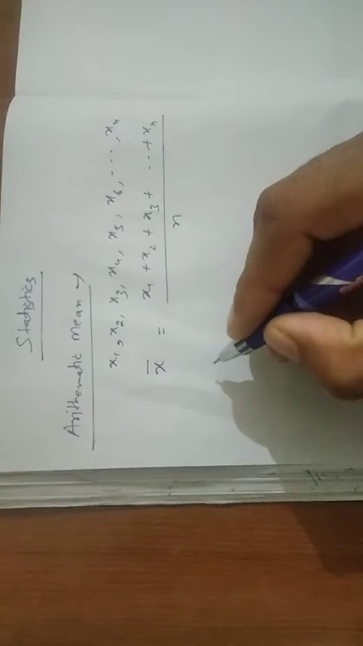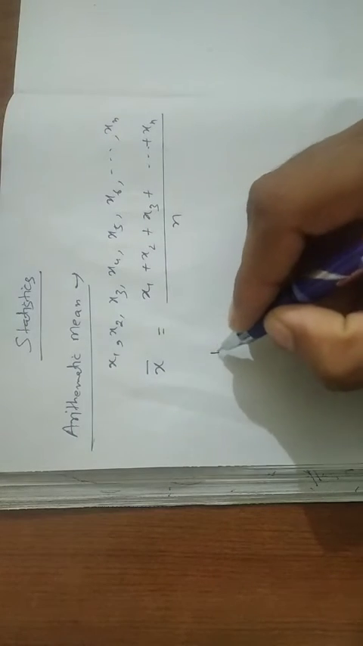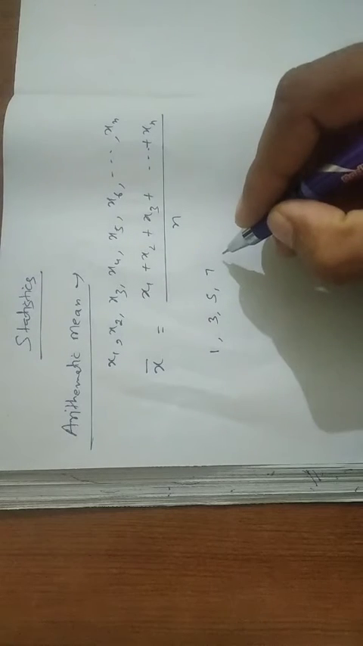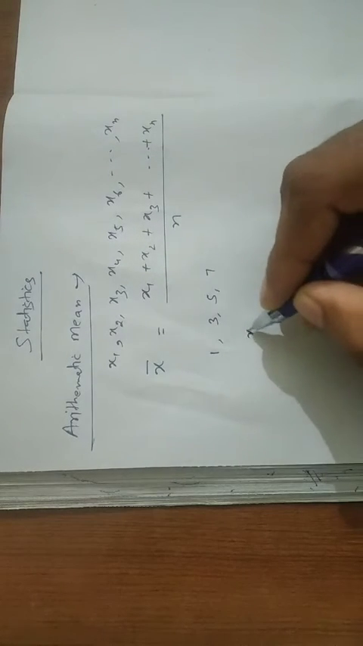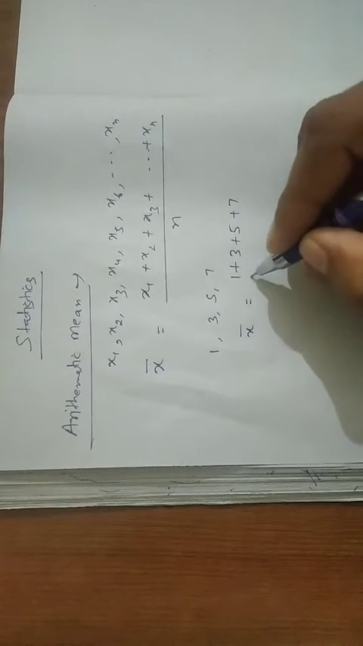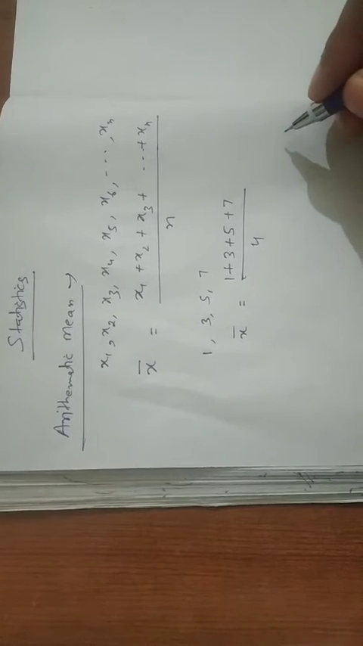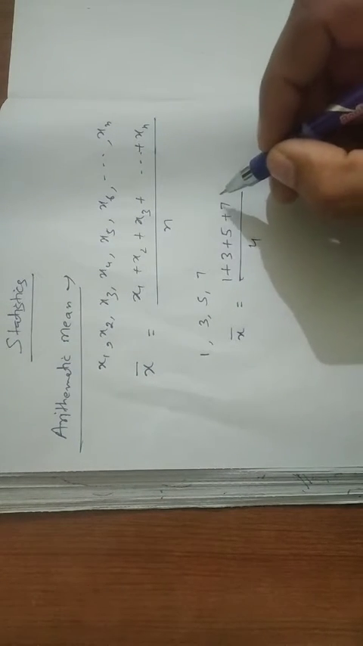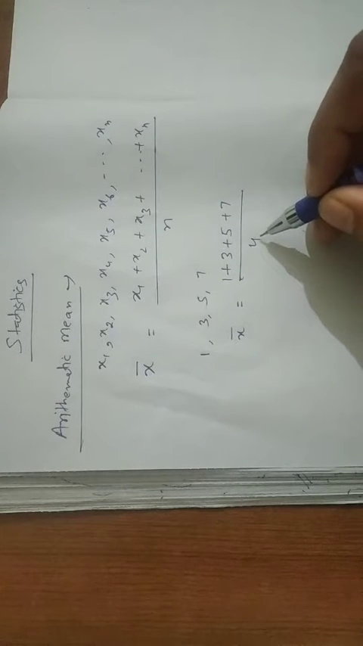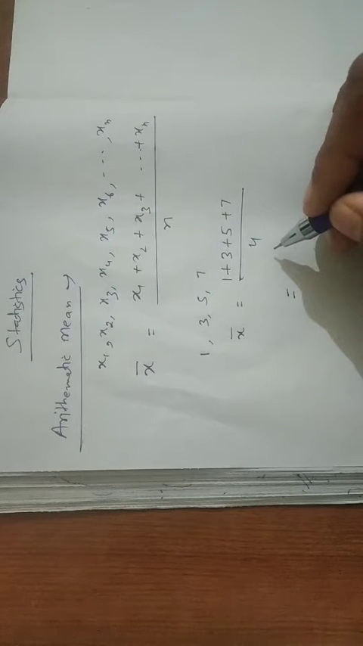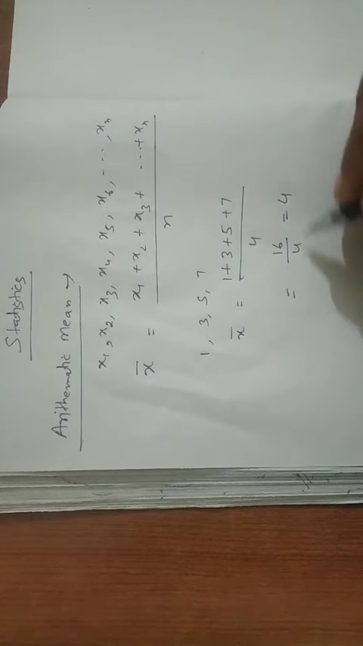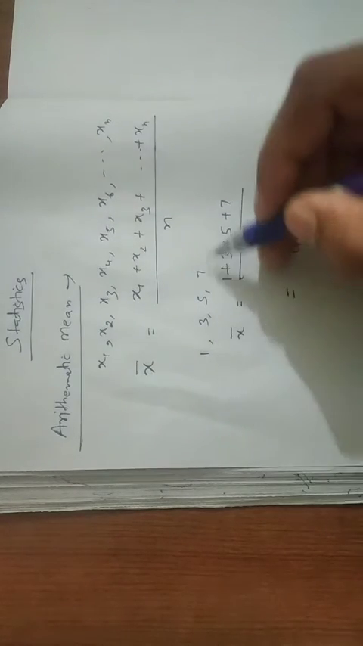For example, suppose we want to find arithmetic mean of data 1, 3, 5, 7. So there are 4 observations, and arithmetic mean x bar will be equal to 1 plus 3 plus 5 plus 7 upon 4. So formula is sum of all the observations upon total number of observations. So here we find 16 upon 4 is equal to 4. So 4 is the mean of this data.